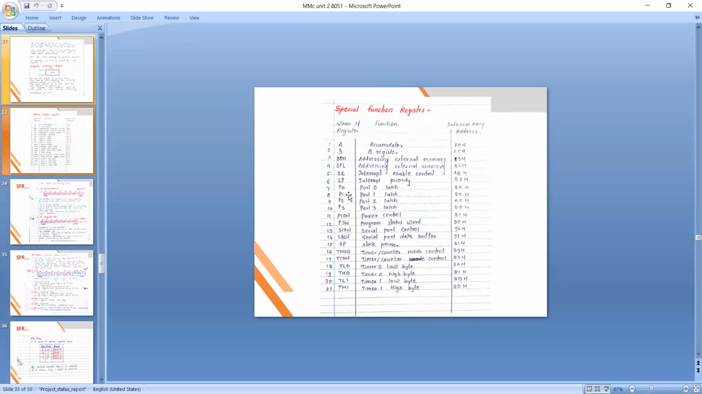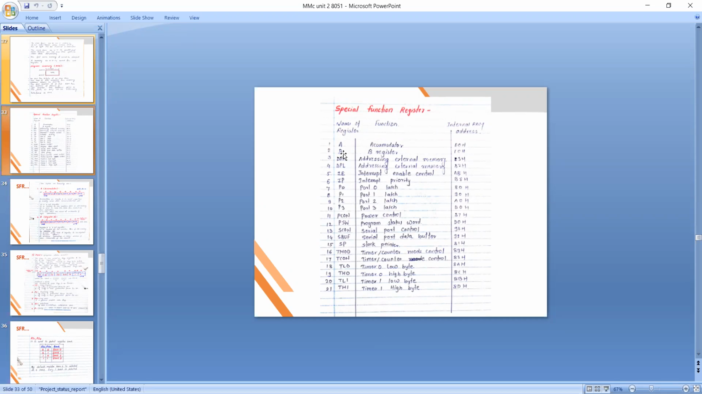You can either access that address or mention that SFR. As a user we deal with the name of the SFR, but internally the system always deals with the address. There are total 21 SFRs. If we check them: the A register and the B register. The A register is for arithmetic and logic operations.